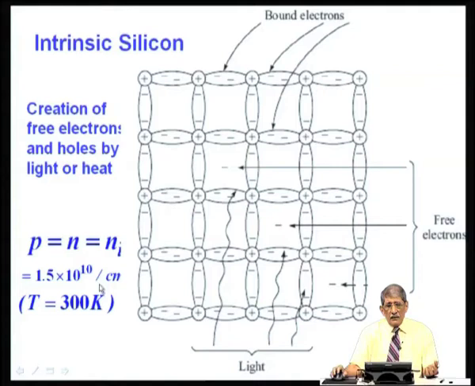The resistivity of this material will be very high. It will be about 300,000 ohm centimeters. So, you want to have control over this resistivity, you should be able to change the resistivity. How do you do that? You add impurities to that.